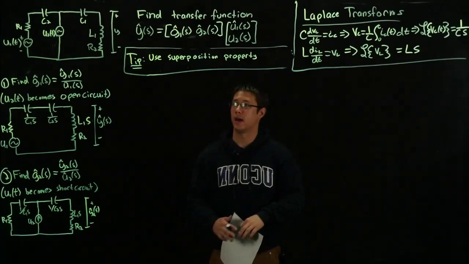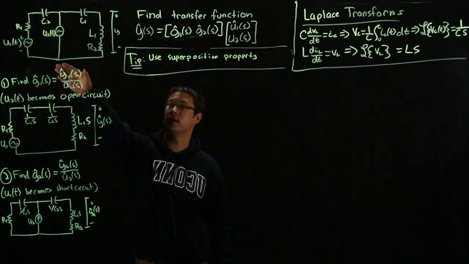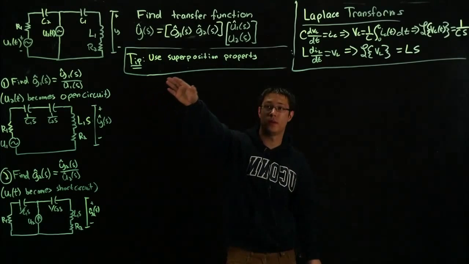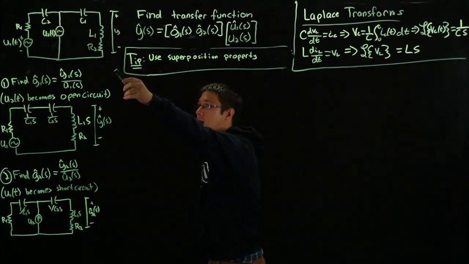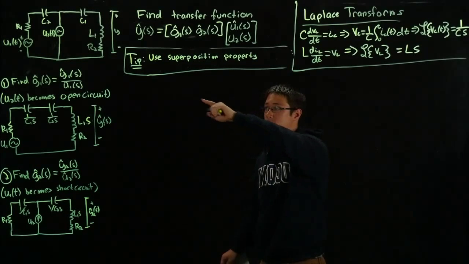Last time I did this problem here. I worked on this circuit and I found the state space equations. This time we're going to find the transfer function of this circuit using the impedance method, right?